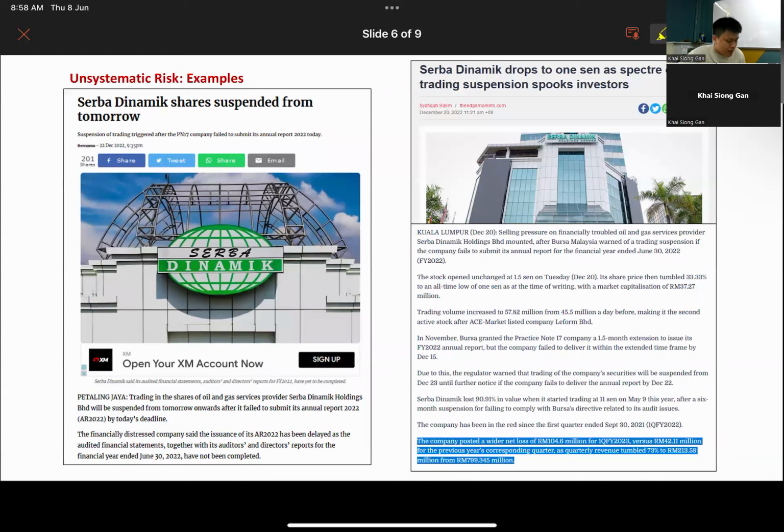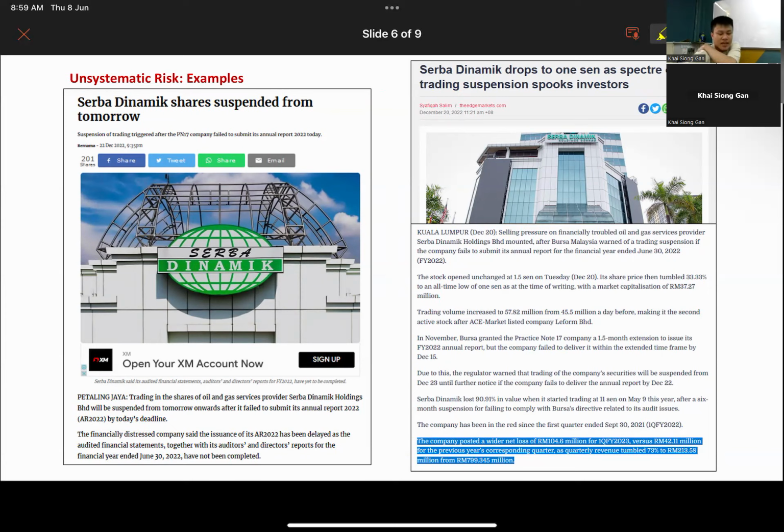For example, last year, we had this company that was suspended from the stock market. There were a lot of rumors, like a lack of transparency in the company itself. Basically this is a company in the oil and gas sector. They had already been making losses, and there was one red flag, which is that I think they were not able to publish their annual report, so they got into some trouble. In the end, it got suspended.